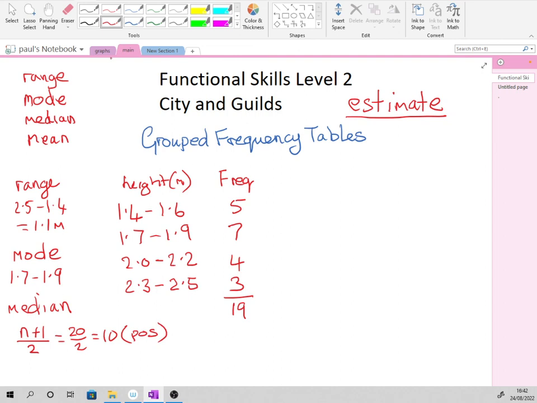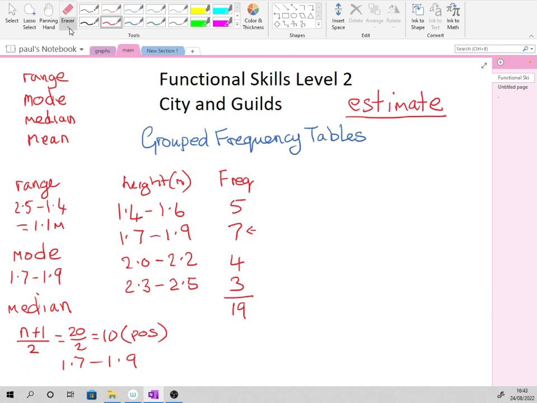So let's go 5, that will be 12, so that's gone too far. 3, 7, 14, that's gone too far. So it's in here. It's this number 7. And we look to the left, and the median height is 1.7 to 1.9. All that pretty much is exactly the same as the frequency tables. Yeah, just a tweak difference.